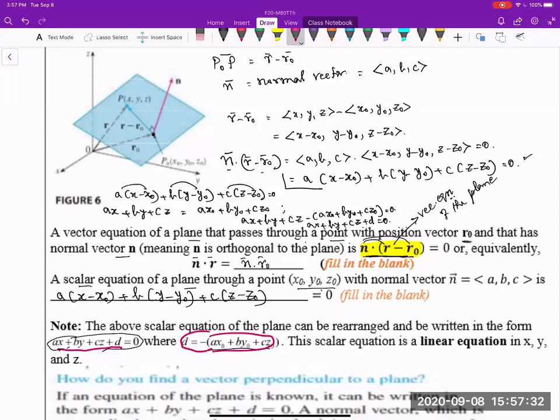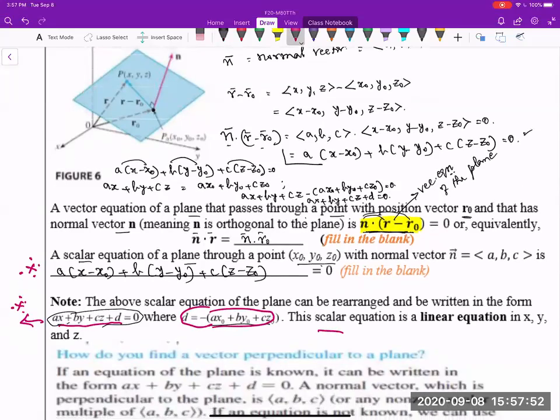So the equation of the plane written in the scalar form is ax plus by plus cz plus d equal to 0. Either this form or this form, both are equivalent. So the scalar equation is a linear equation in x, y, z. So what are a, b, and c? A, B, C, the coefficients of x, y, z in the plane, are the components of the normal vector to the plane.